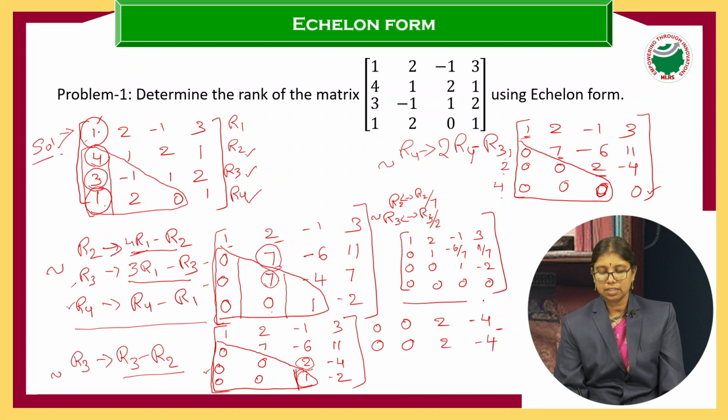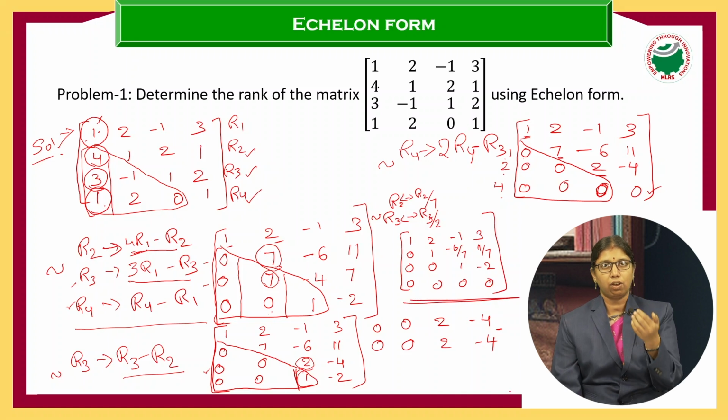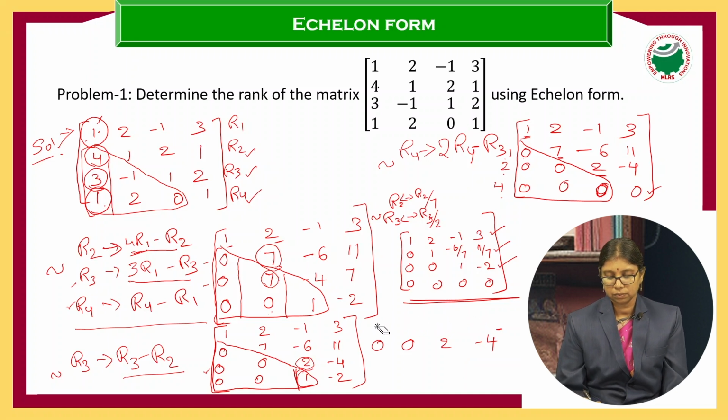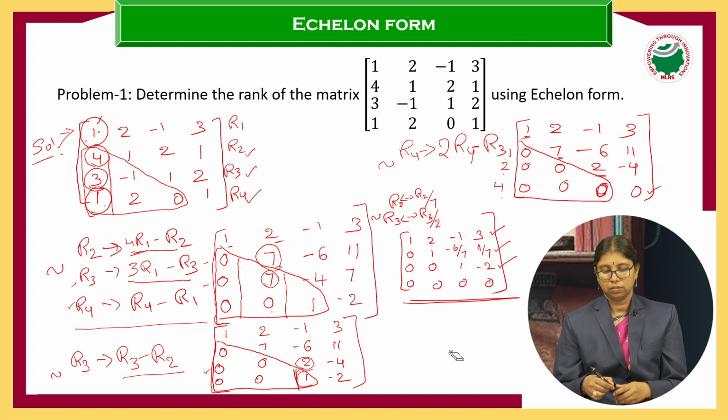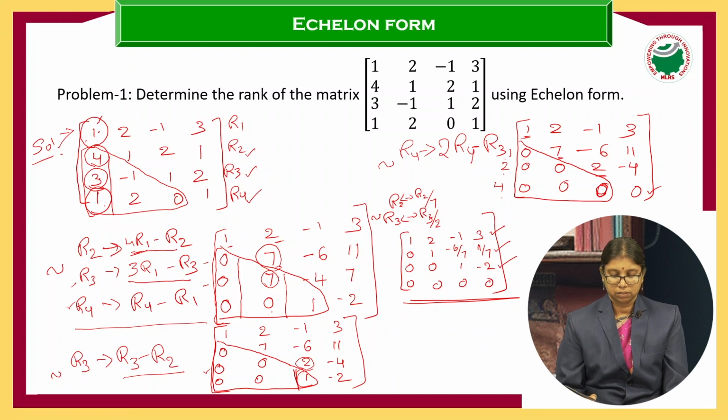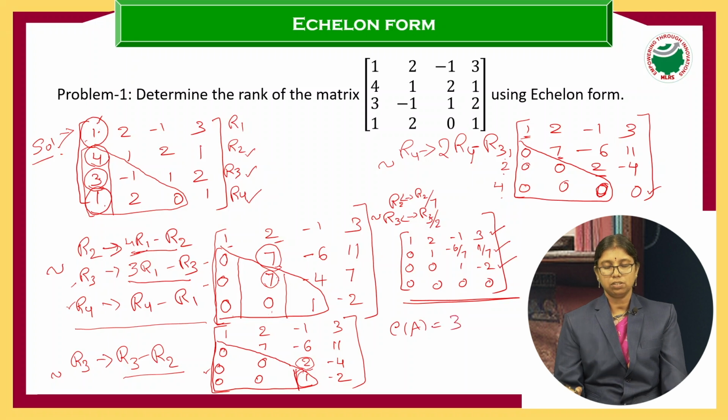So now clearly this matrix is in echelon form. Now what is the rank of the matrix? The number of non-zero rows in echelon form is your rank. How many non-zero rows do I have here? First row is non-zero, second row is non-zero, third row is also non-zero. So totally I have 3 non-zero rows. That means the rank of this matrix is 3. So rank of the matrix A is equal to 3, since I have 3 non-zero rows. This is our final answer.